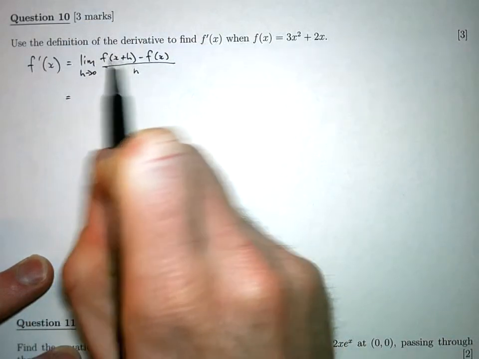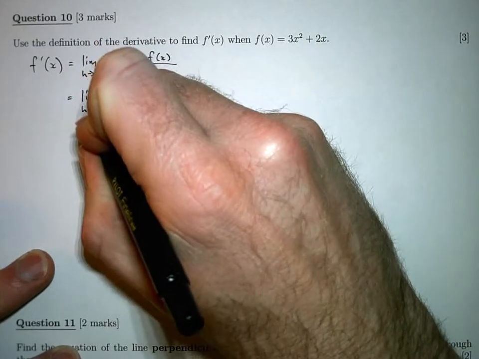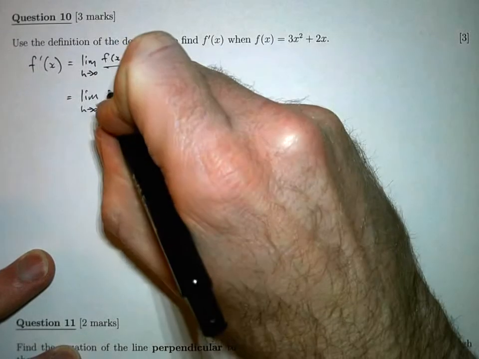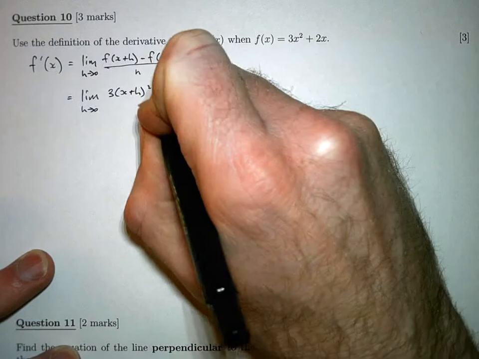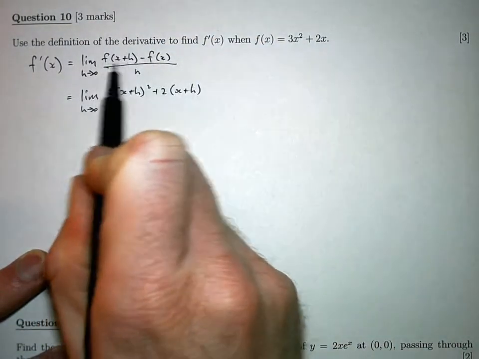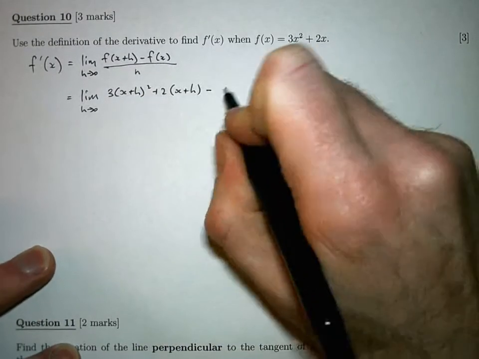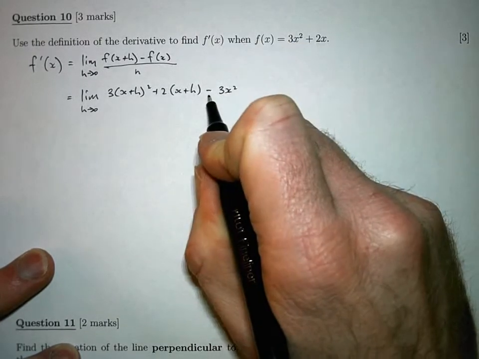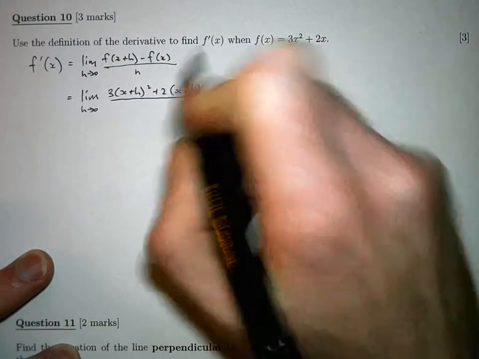Now we just need to substitute this f of x plus h into f of x, so we get the limit as h approaches 0. Wherever you see an x in f of x, you need to put x plus h. So we've got 3 times (x plus h) all squared plus 2 times (x plus h). Okay, that's just the f of x plus h part, minus f of x, and now we just have the function as it is, so we've got 3x squared plus 2x, but of course we're minusing the whole of f of x, so that becomes a minus 2x, all divided by h.